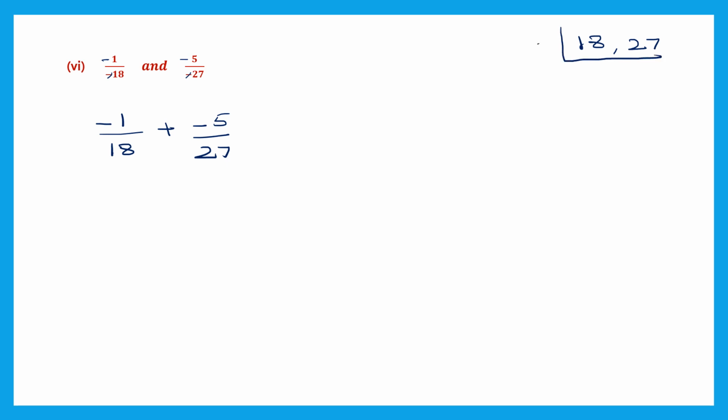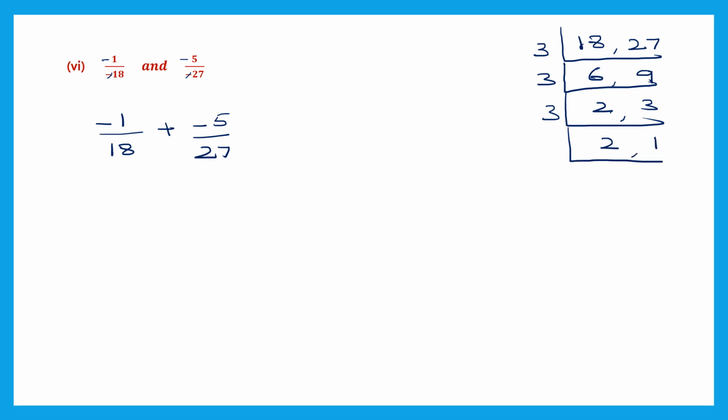Okay, so let's start with 3. 3 6's are 18, 3 9's are 27. You can continue with 3. 3 2's are 6, 3 3's are 9. Then continue again with 3. So bring down 2, 3 1's are 3. Now let's continue with 2. 2 1's are 2 and you bring down this. So what is your LCM?